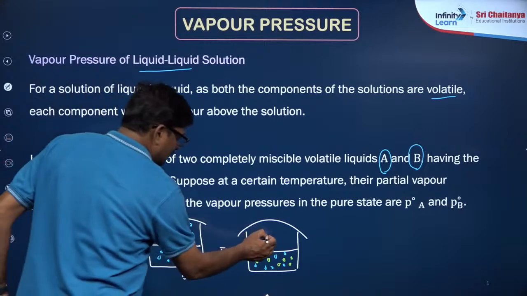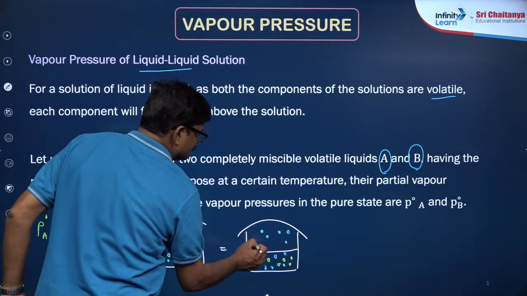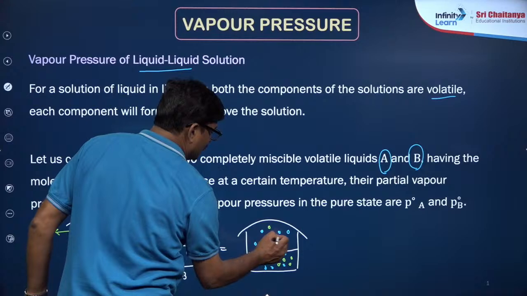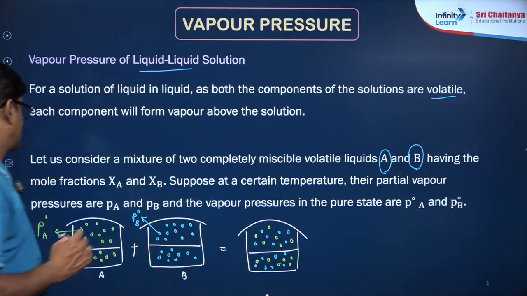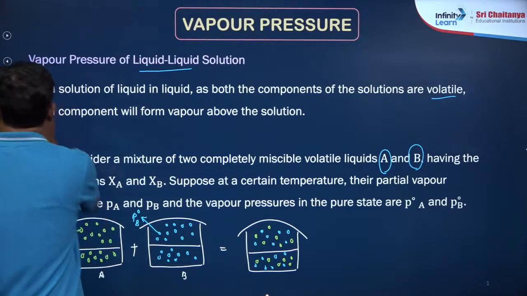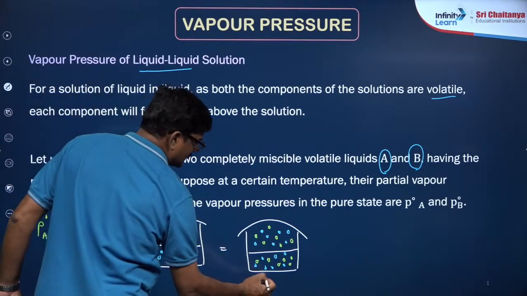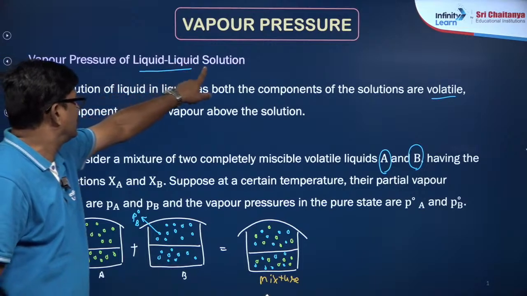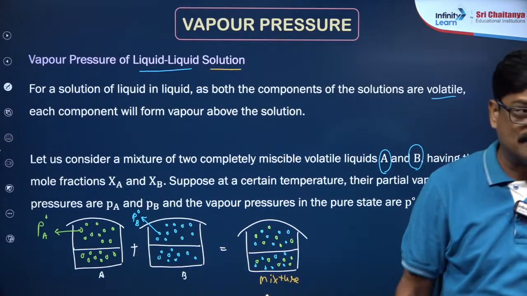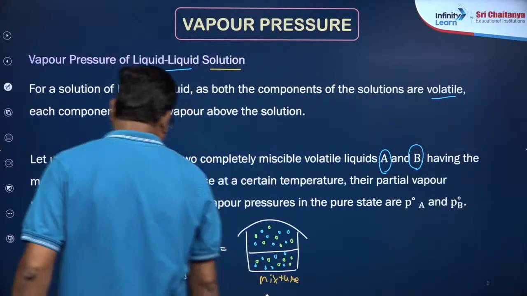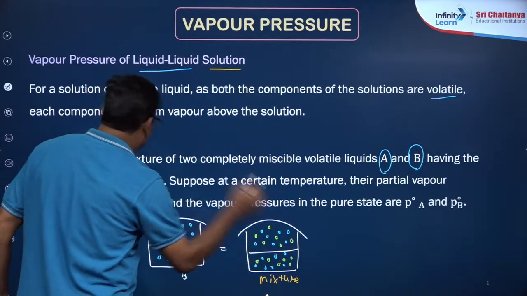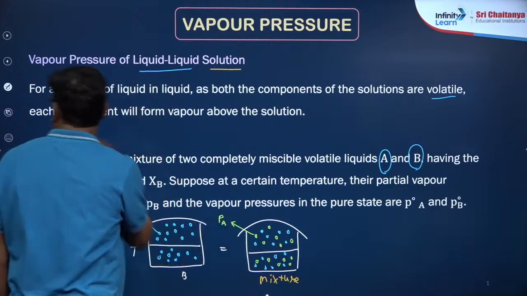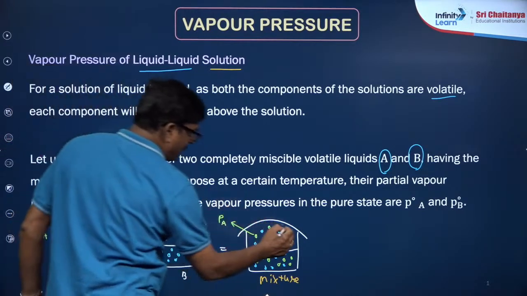So after evaporation, it is giving the vapors of both A and B, right? So this is a mixture. Vapor pressure of liquid mixture means solution. This is a solution. Understood, son? Okay, now in that, the vapor pressure, the entire vapor, these are the things: this is PA and this is PB.